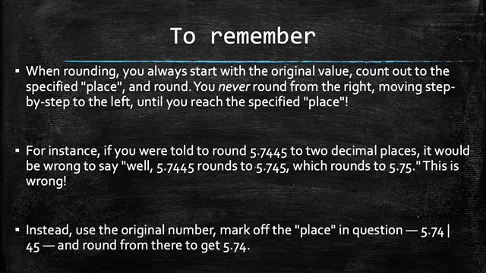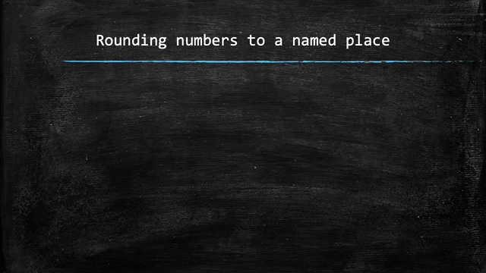Now, let's try rounding numbers to a named place. Rounding works the same way when they tell you to round to a certain named place, such as the hundredths place. The only difference is that you have to be a bit more careful in counting off the places you need. Just remember that the decimal places count off to the right in the same order as the counting numbers count off to the left.